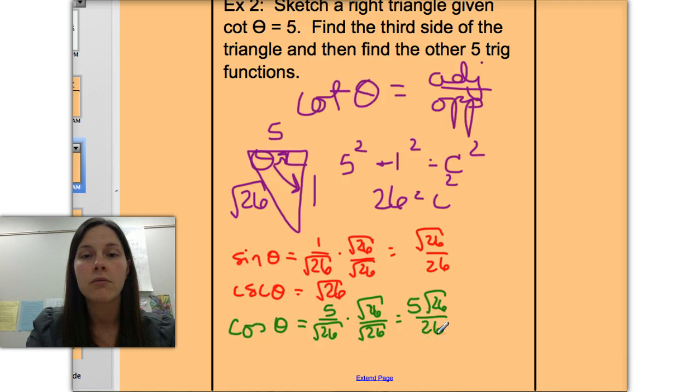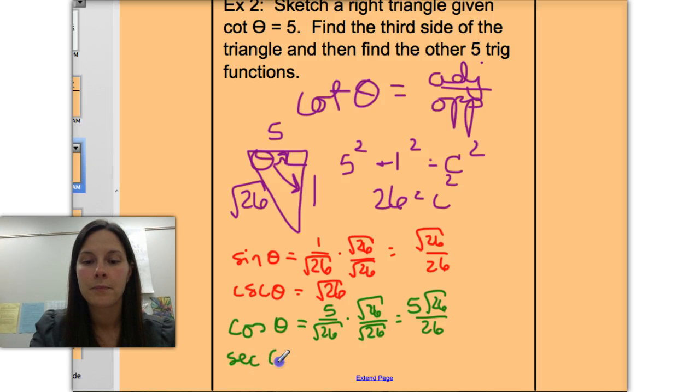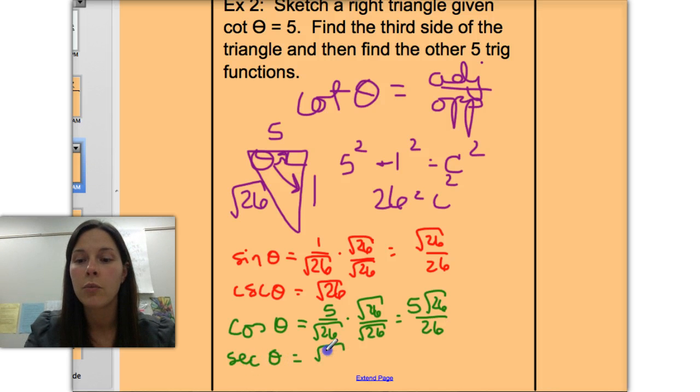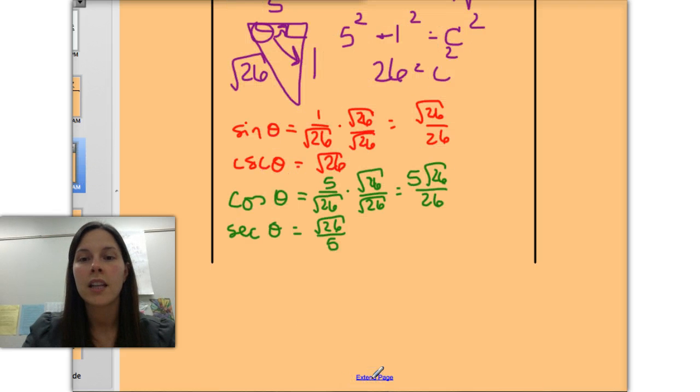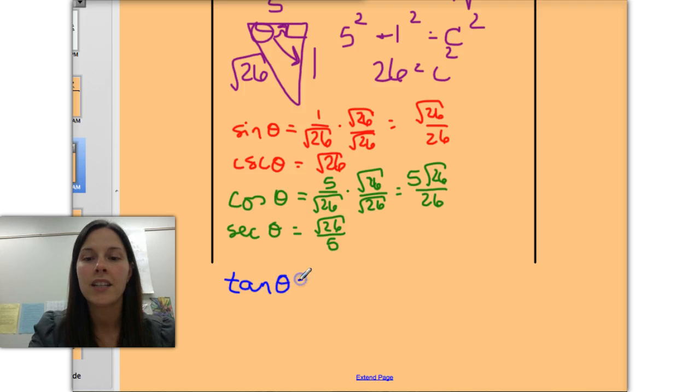And again, I'm going to jump to the reciprocal of cosine, which is the secant. I'm going to do the reciprocal of the one that is not rationalized so that it automatically becomes rationalized when I flip it. And the last one is the tangent function, which is the reciprocal of cotangent. Tangent is 5. The reciprocal of that is 1/5.